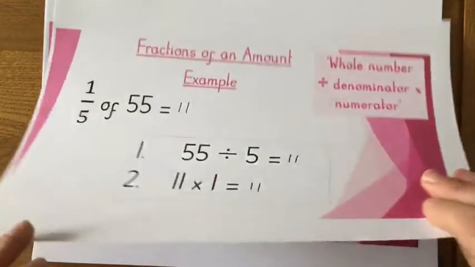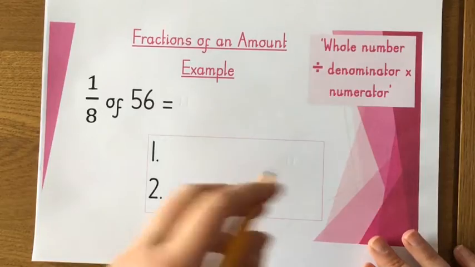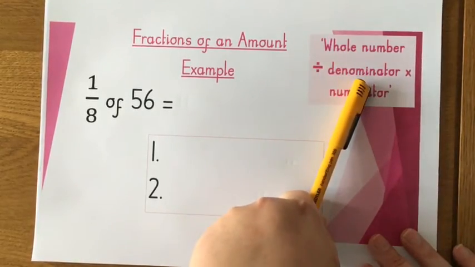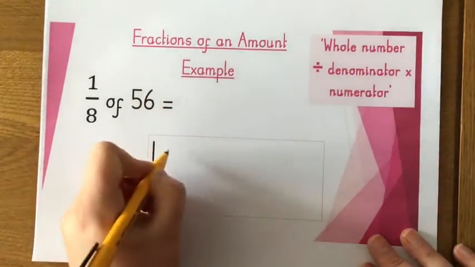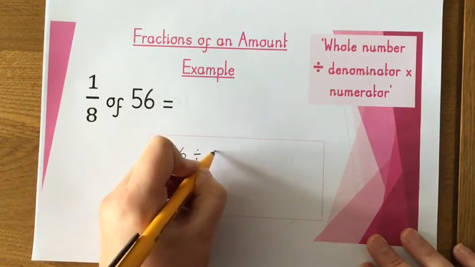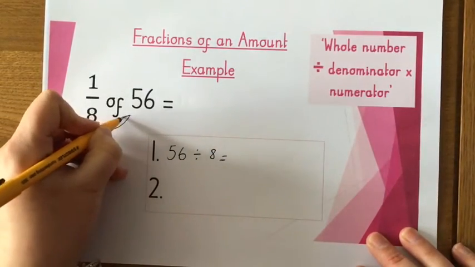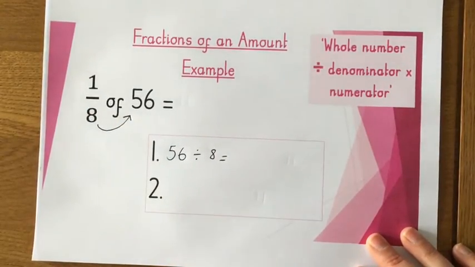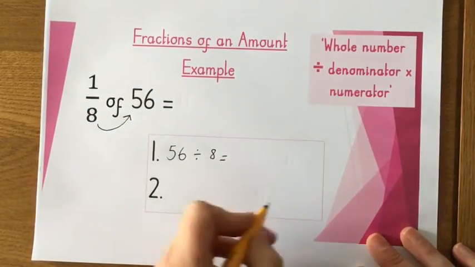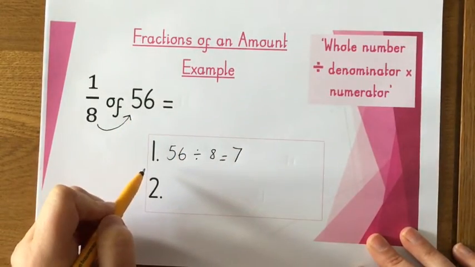Okay, let's have a look at another one. Here we've got 1/8 of 56. So, can you remember what I've got to do first? Well, the whole number divided by the denominator. So my whole number is 56 divided by the denominator, which is 8. Or in other words, how many 8s are in 56? 56 divided by 8 is 7. There are 7 8s in 56.